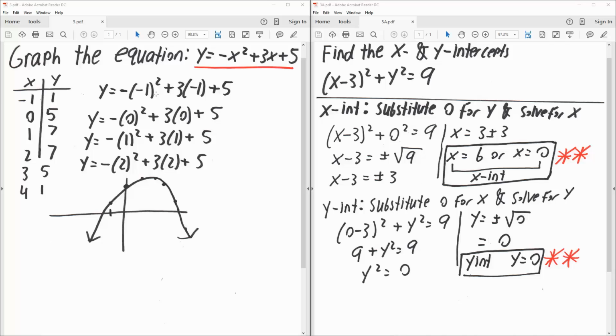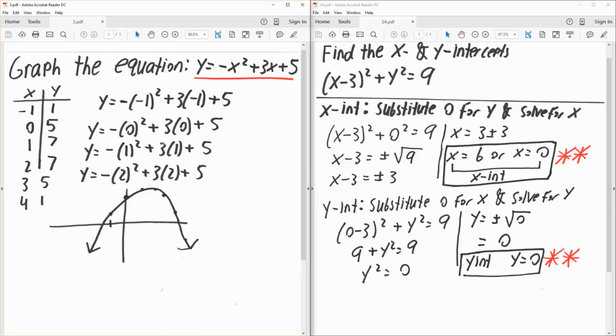So -1, we plug in -1 for x. So we get negative on the outside, parentheses, -1 squared plus 3 parentheses -1 plus 5. And so we're essentially just going to plug in -1 for x. We do 0, we do 1, and we do 2, and so forth.